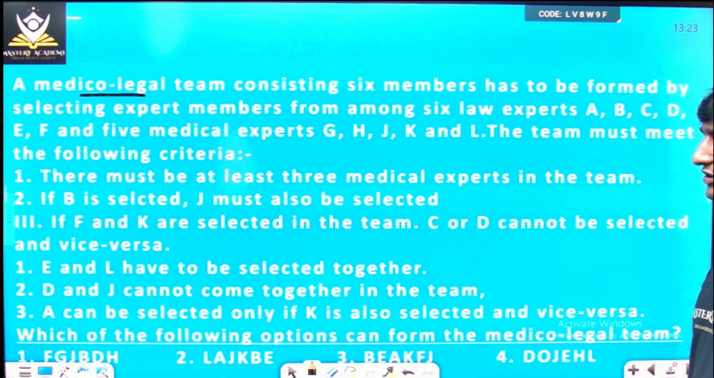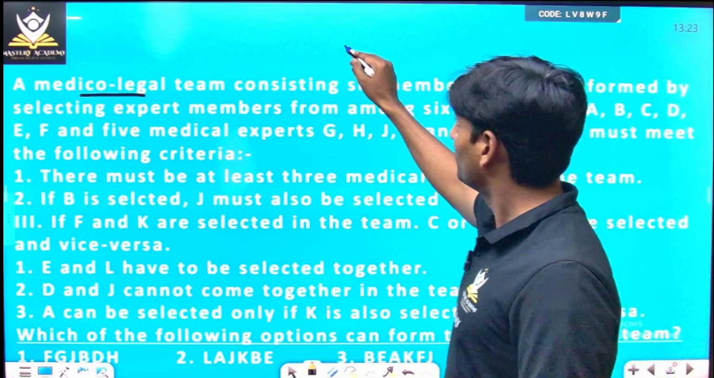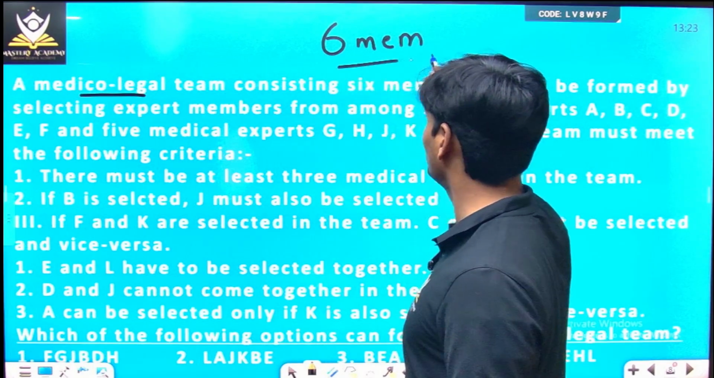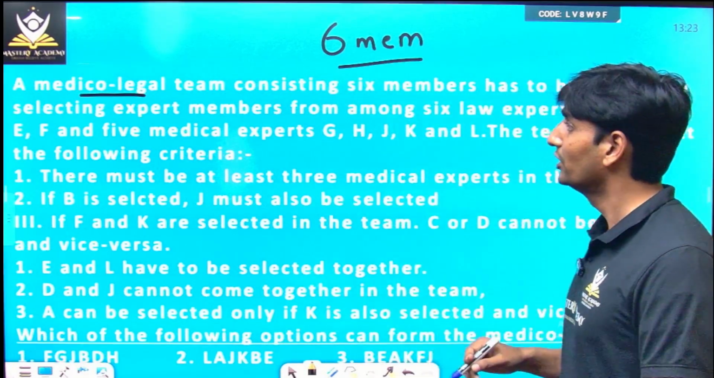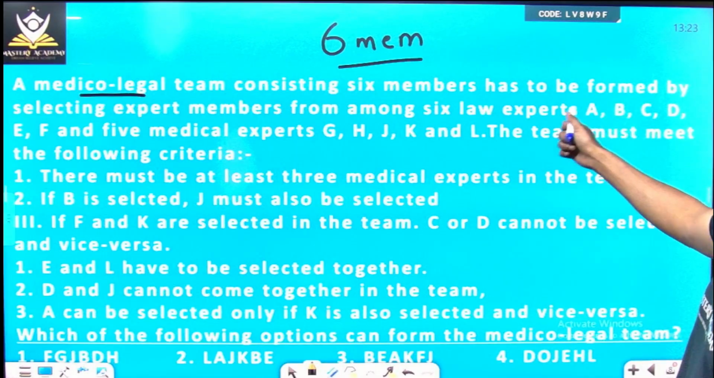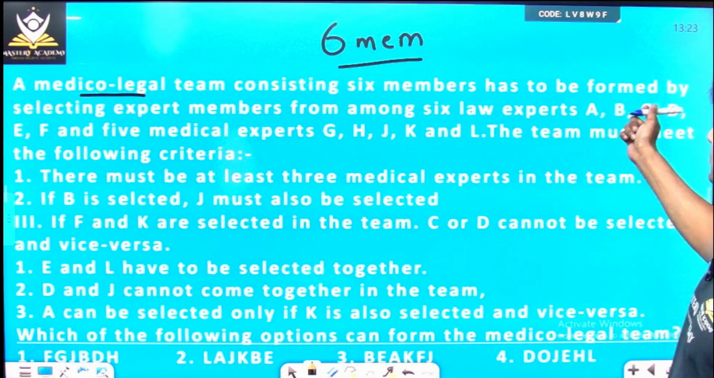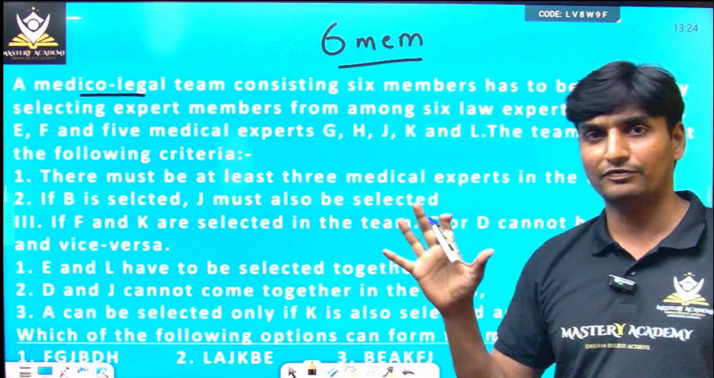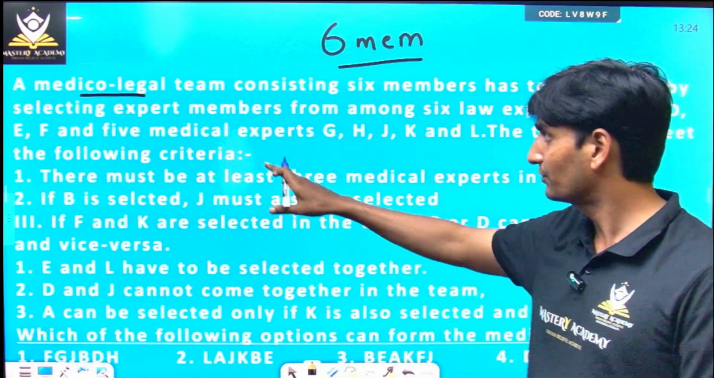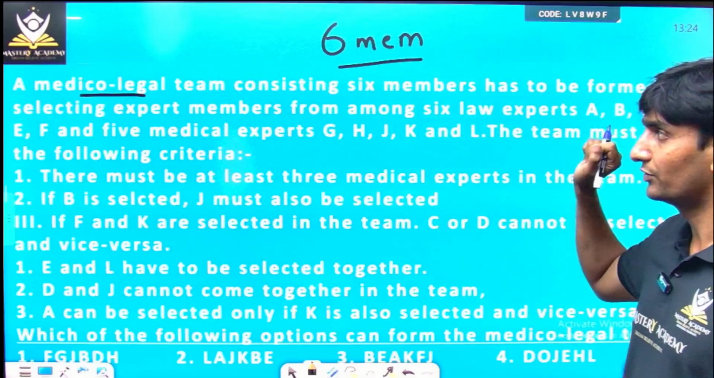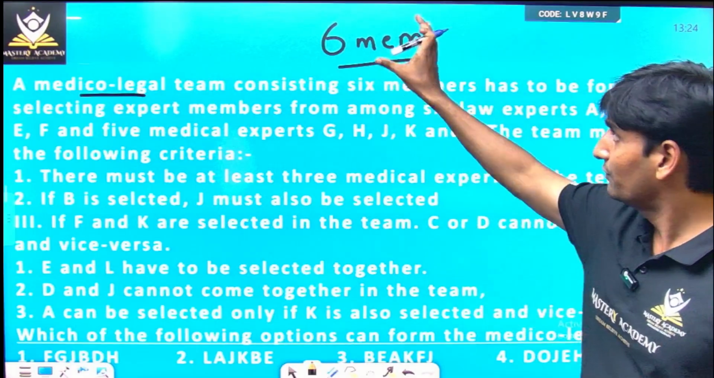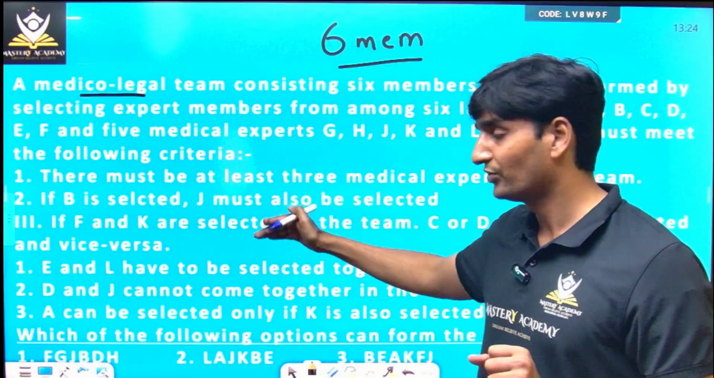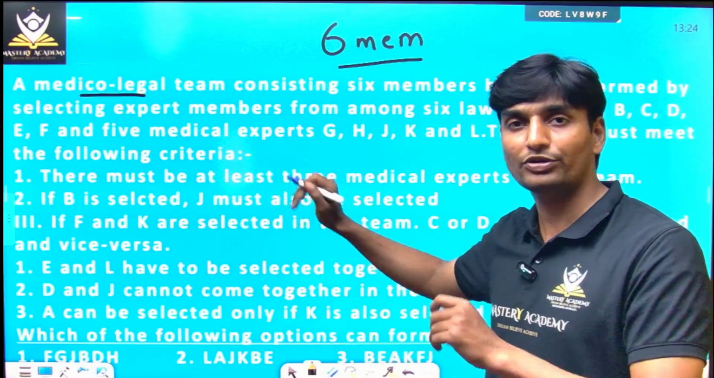So what they are suggesting here, guys, is they actually have to build up a team consisting of 6 members. They are trying to build up a medico-legal team consisting of 6 members, and the team must meet the following criteria. 5 medical experts, okay, there are 5 doctors, we'll assume doctors, and there are 6 lawyers. So out of these 11 people, we will have to make a team consisting of 6 members, and that team has to satisfy this condition. We'll check what the conditions are.